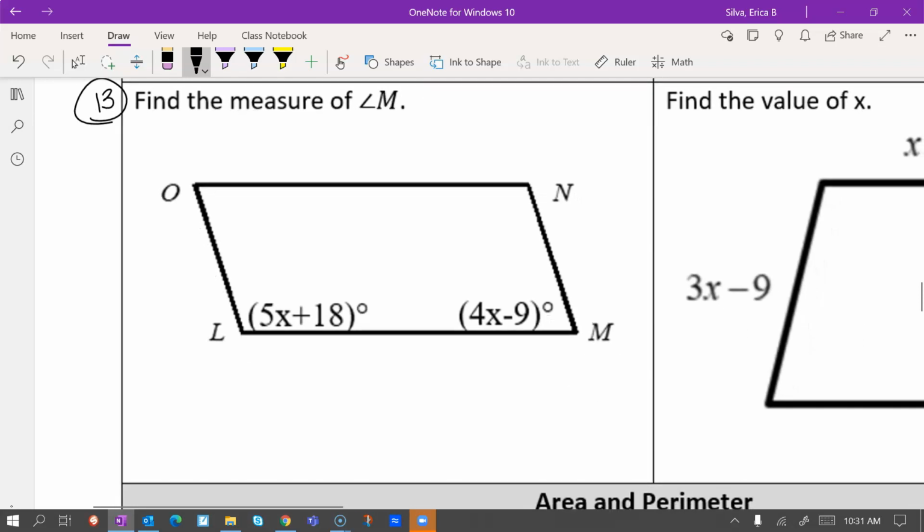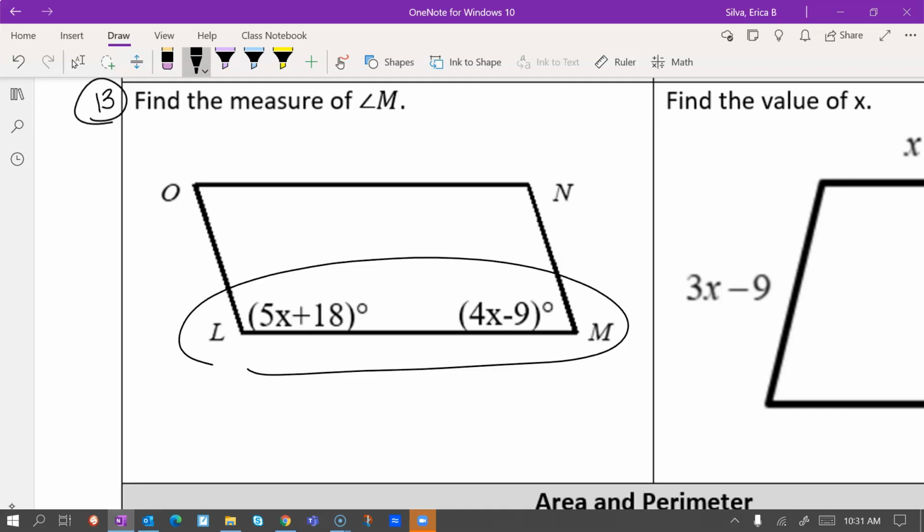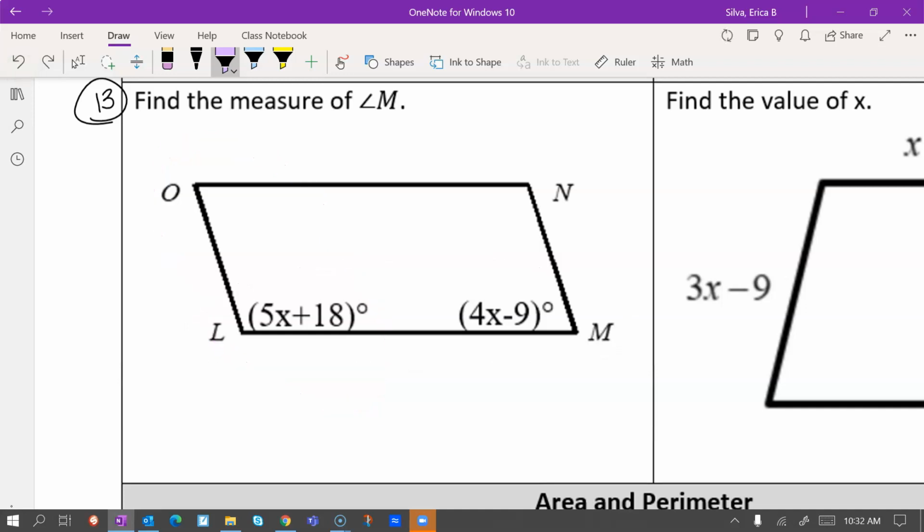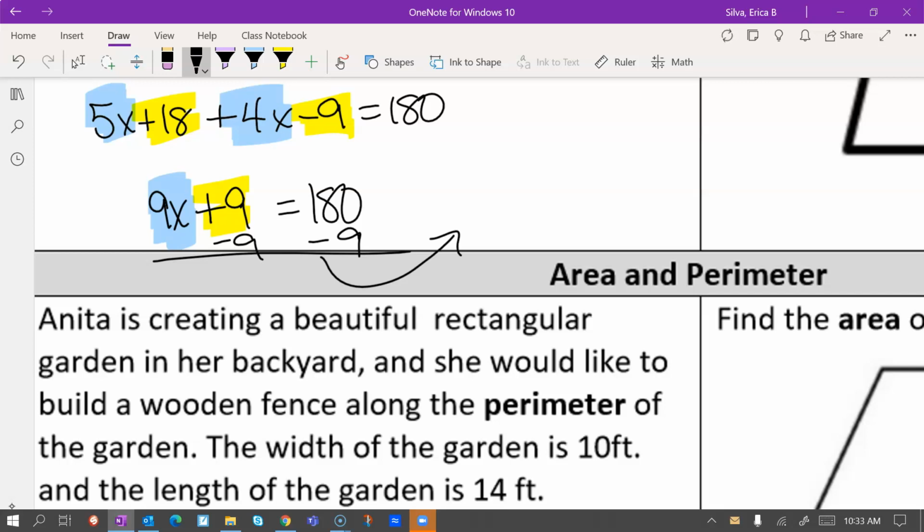Now, if you recall from parallelograms, if the angles are across from each other, they are equal. But when they're right next to each other, whether it be this way or this way, those angles are going to be supplementary. Which, backtrack here. We have 9x is equal to 171. We divide by 9, and x is equal to 19.